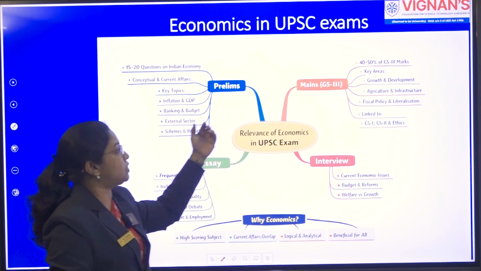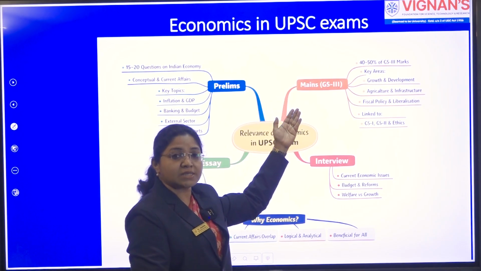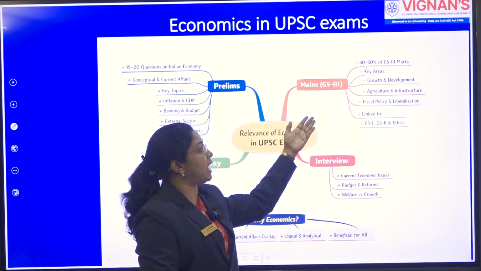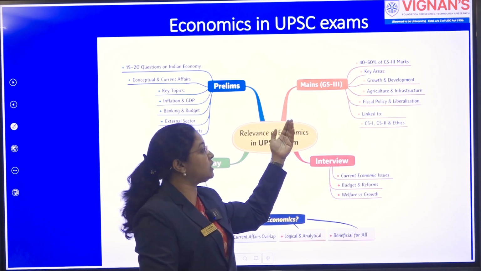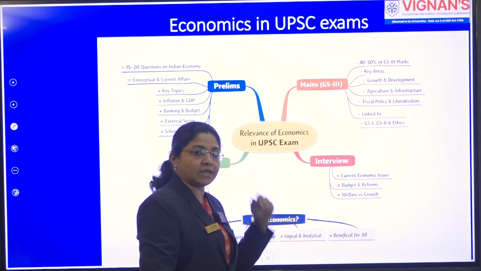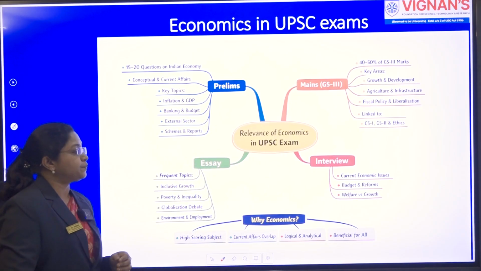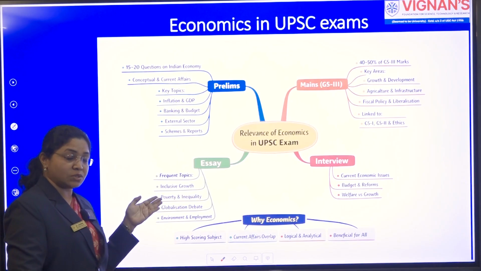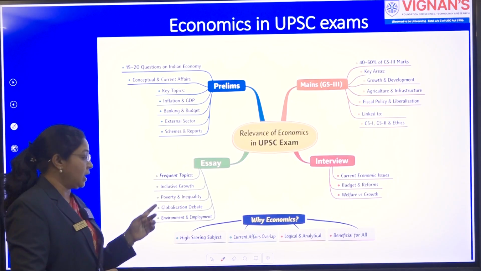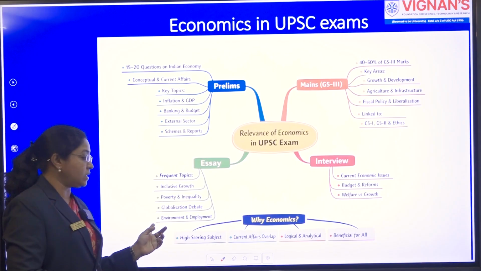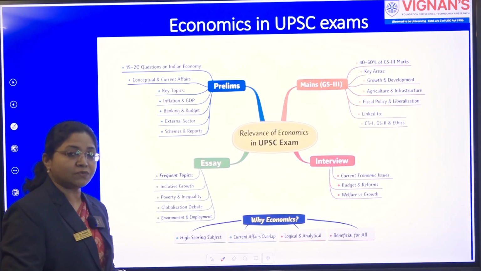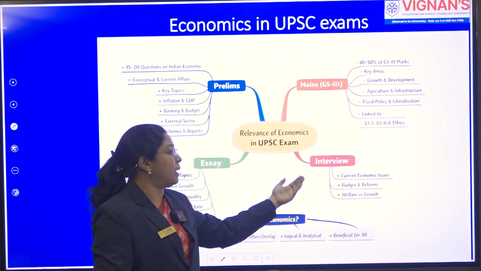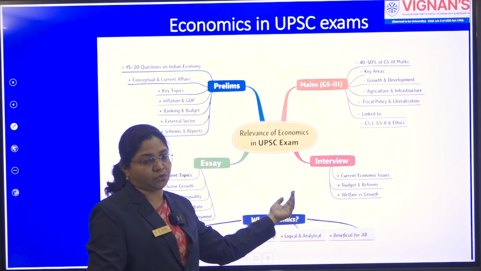Then in Mains, General Studies 3, you have key areas such as growth and development, agriculture and infrastructure, fiscal policy and liberalization. All these are linked to GS1, GS2 and ethics. In essay type questions, you will have topics such as inclusive growth, poverty and inequality, globalization debate, environment and employment. In the interview, you will have questions on current economic issues, budget and reforms, welfare and growth.